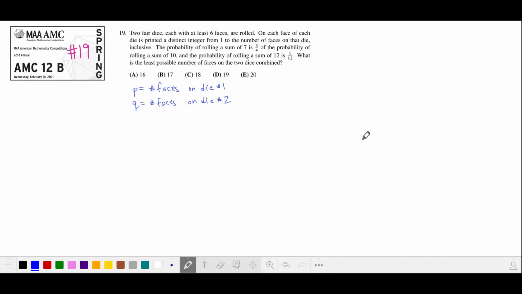Let P and Q be the number of faces on our two dice. So with our first die, we can roll any integer from 1 up to P, and with our second die, we can roll any integer from 1 up to Q. And the problem tells us that P and Q are both greater than or equal to 6.